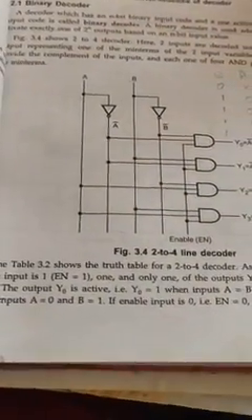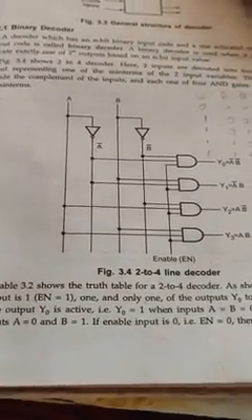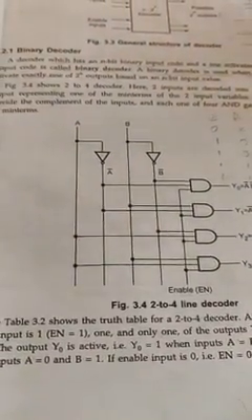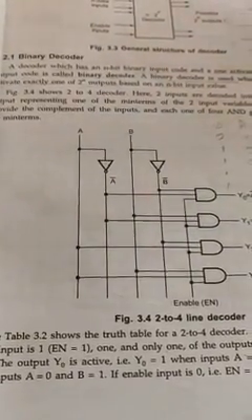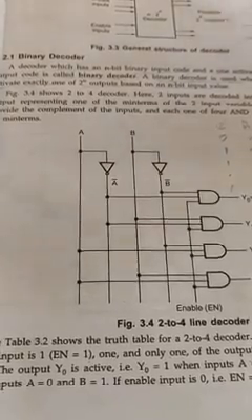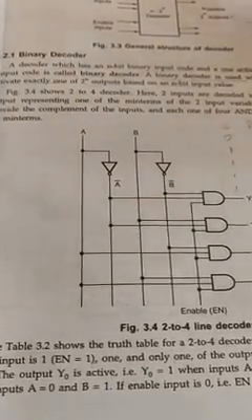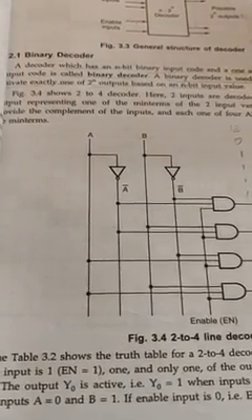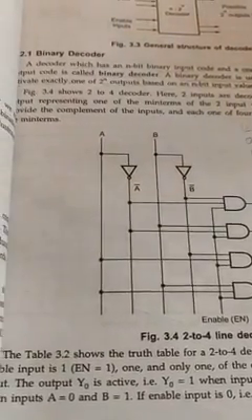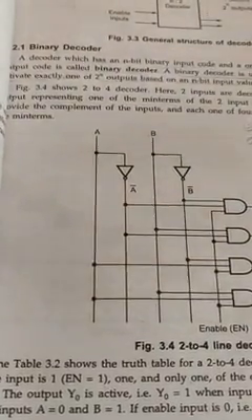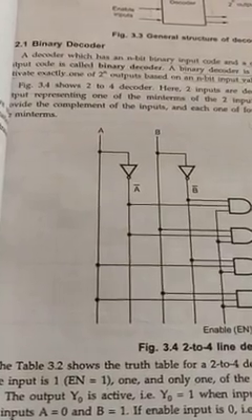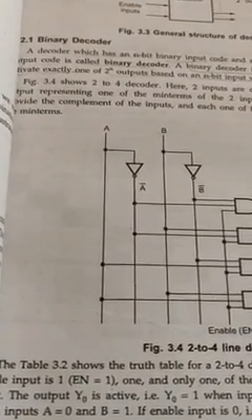Then we come across various types of decoders here. You need to learn the 2 to 4 line decoder, 3 to 8 line decoder, 4 to 10 line decoder, and BCD to decimal decoder. These are 4 important concepts which come under decoder. You need to know all the 4. One of them will be asked in your examination.